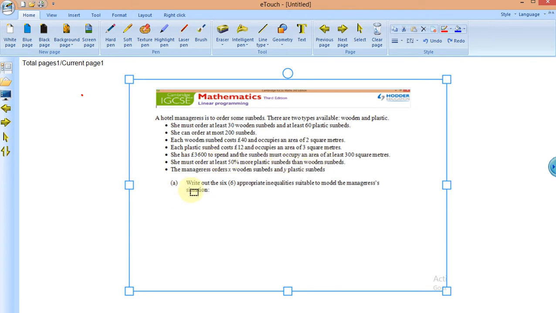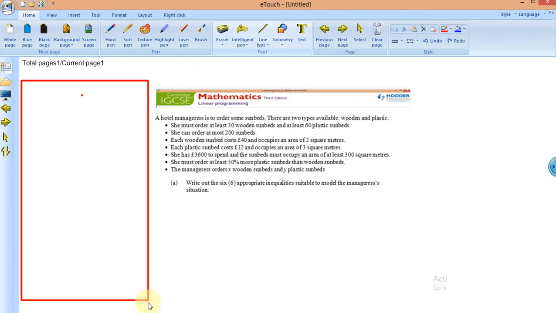The task here is to write the six appropriate inequalities suitable to model the managerial situation. We want to use inequalities to model this information, and that is the first stage. We have to interpret the information as a series of simultaneous inequalities. So let's get started. Let me take a square box and put all my question in this rectangular box. So this is the first task here.